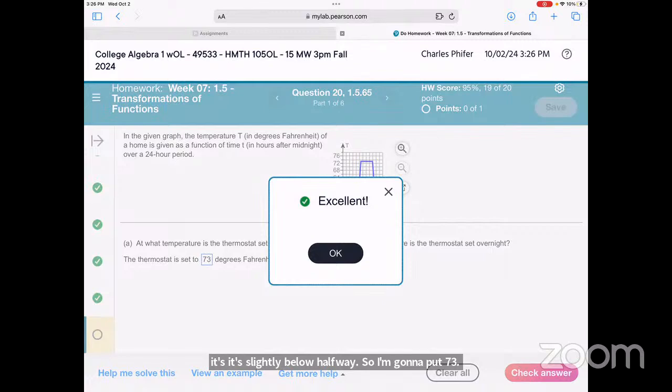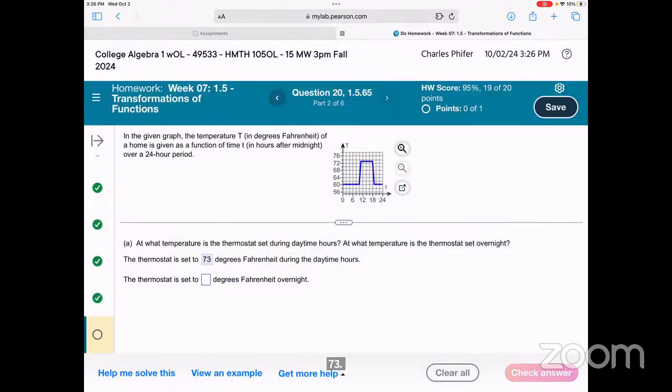The thermostat is set to how many degrees overnight? It looks like it's set to 60. It looks like it's on the line. If it's not 60, then it'll be 61.